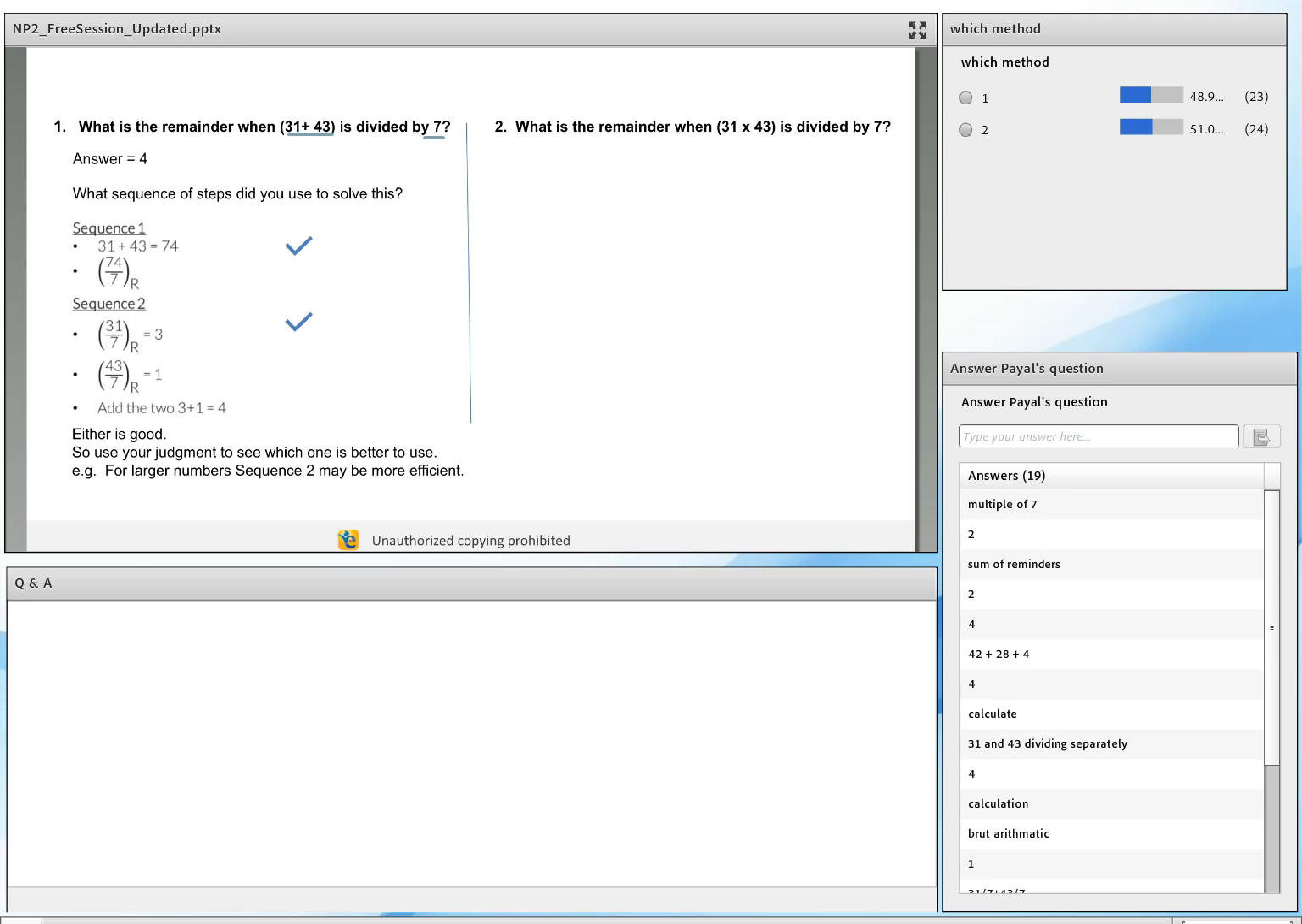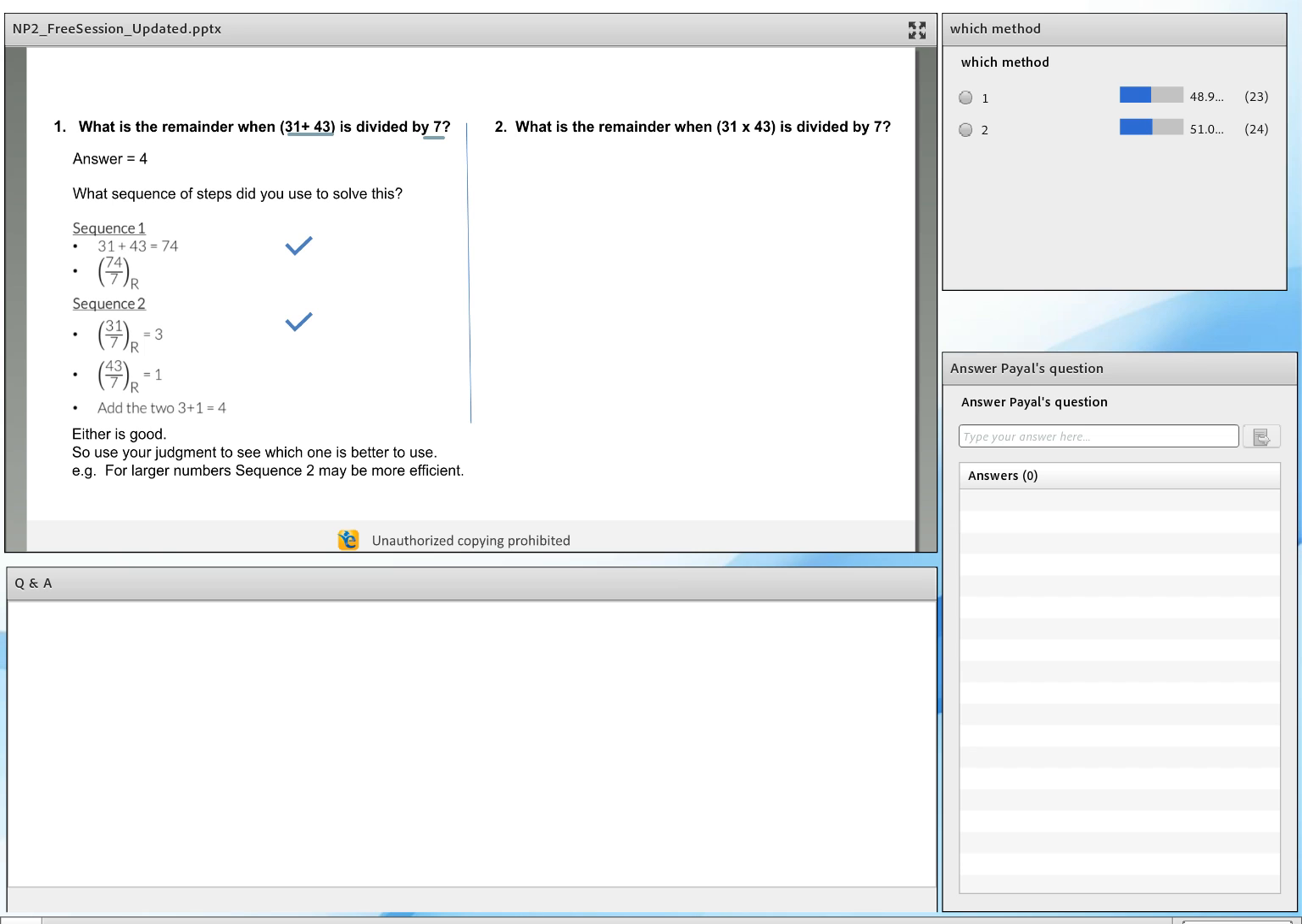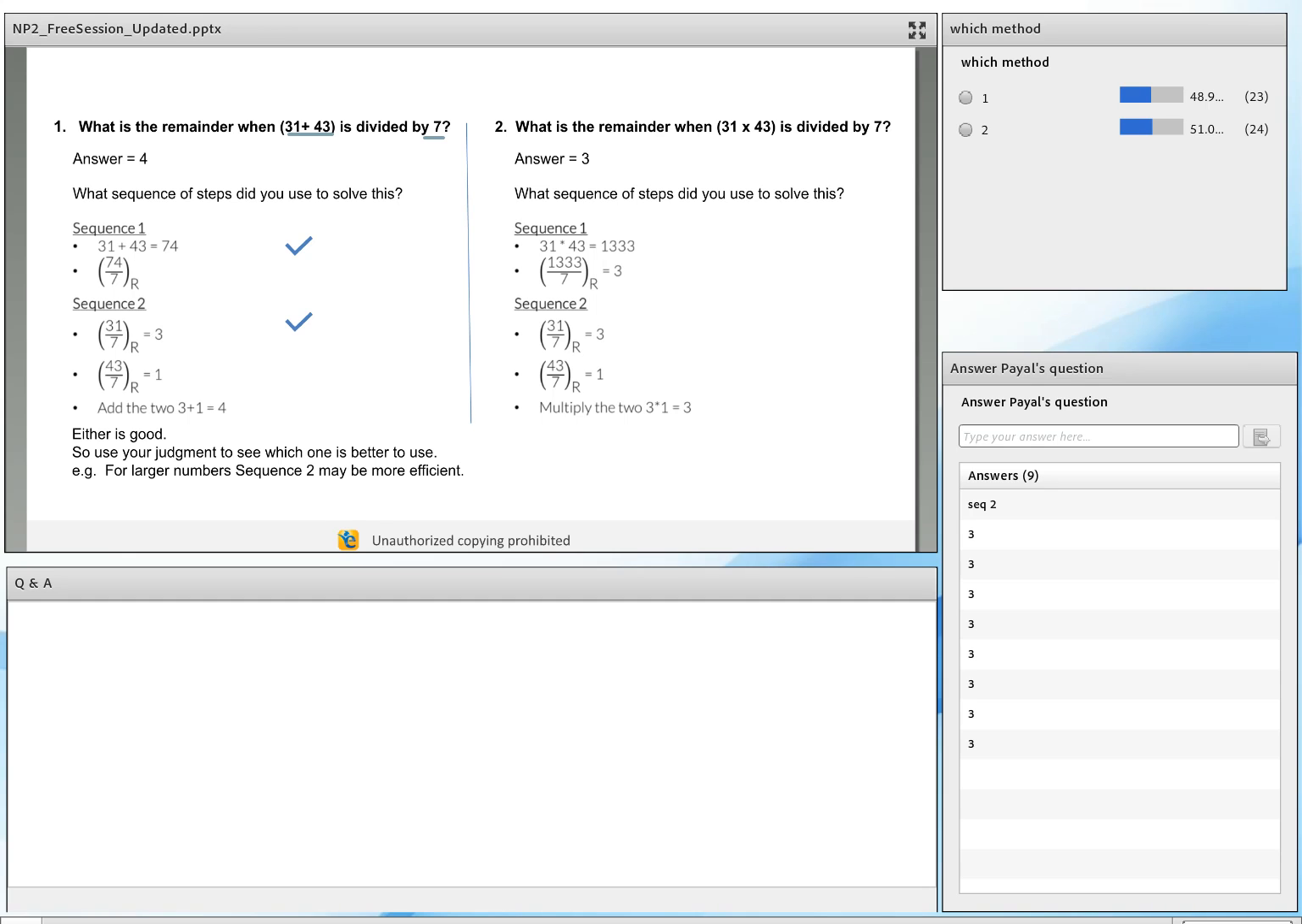Now let's switch this question a bit, and instead of sum, let's do product, and then tell me what the answer is. Absolutely, the answer is 3. Now tell me, which sequence will you use? Sequence 1 or sequence 2? Absolutely, sequence 2, because sequence 1 is going to be really complicated.